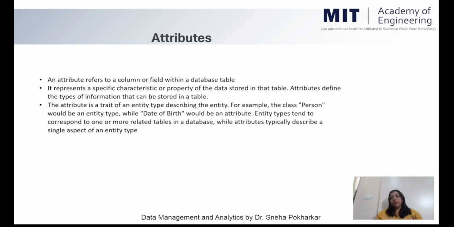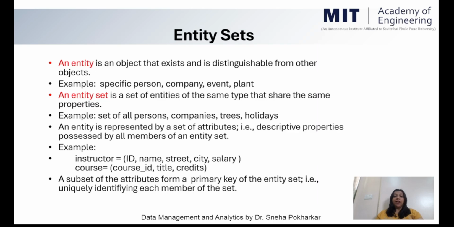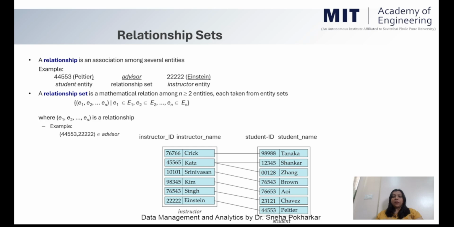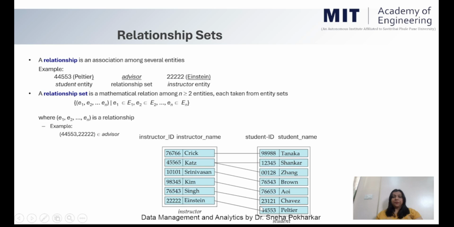The next part comes: we have already seen that the ER model depends on three parameters: entity set, which we have discussed, relationship set, which we have already discussed, and the third part is attributes. Now what is an attribute? An attribute refers to a column or a field within a database table. If you see in this table, this is the instructor ID and this is the instructor name. So instructor ID is one attribute and instructor name is another attribute. Student ID is one attribute. Student name is another attribute in the table student.